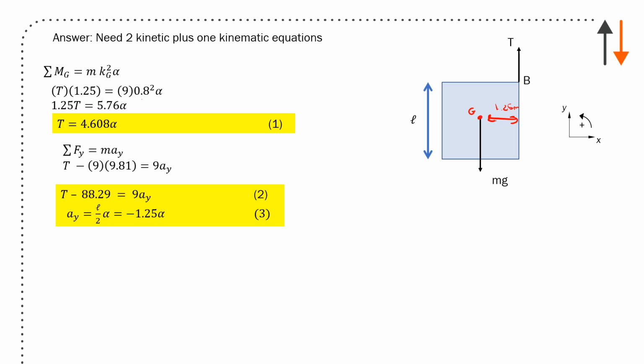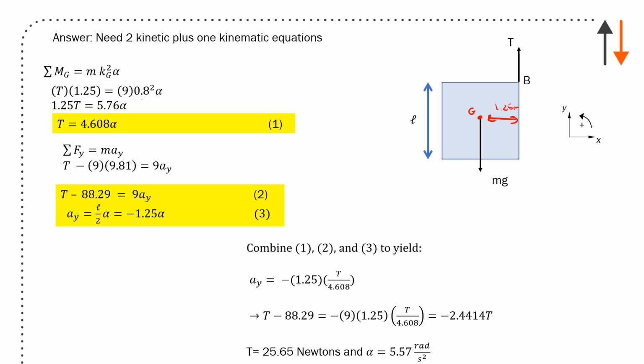All right, so we have these terms. We have the acceleration of the center of mass. Everything's good. Combine all the terms and substitute in all of your terms here. You end up with T equals 25.65, or 25.7 newtons, and alpha, which is 5.6 rads per second squared. This was the rigid body kinetics problem, and so it was useful for that.